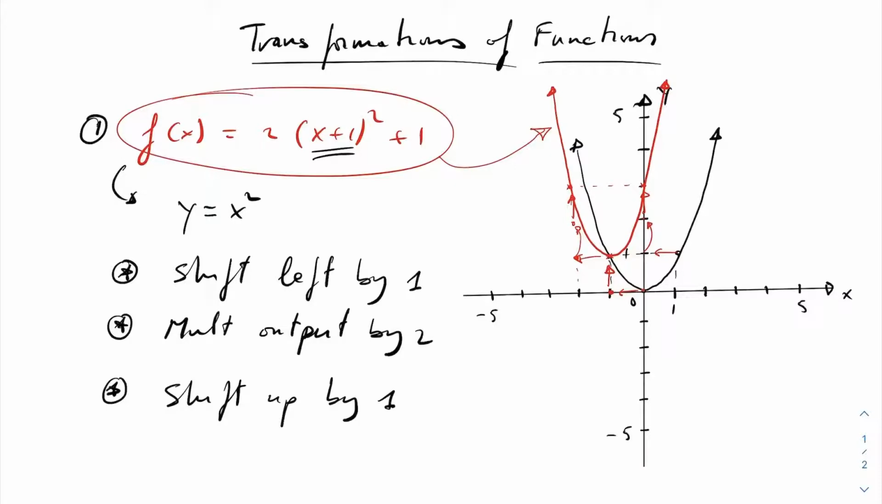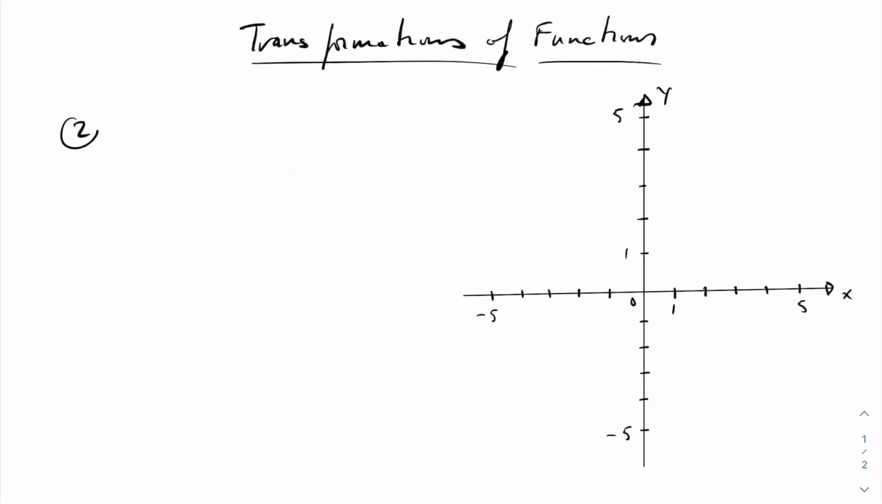Okay, so I have 3 other examples here so we can see this a little bit more and get more familiar with them. The second example that I'm going to have is the graph g of x equals 1/2 times the square root of (2x plus 2).